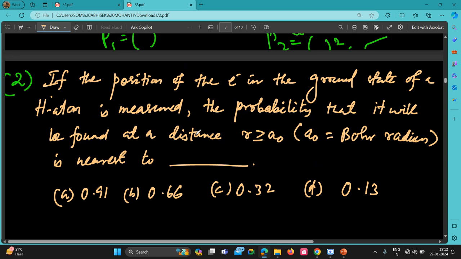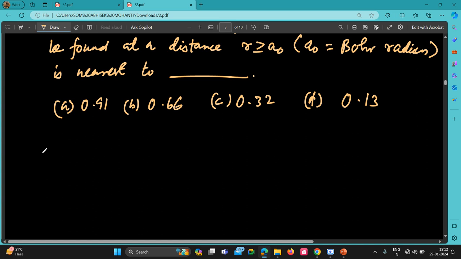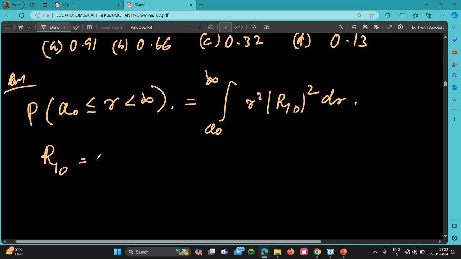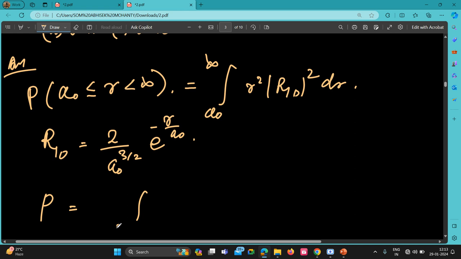So how to solve it? The ground state of a hydrogen atom is measured. So the probability to get it, what should it be? It is the integral from a naught to infinity of r square times the ground state R10 square dr. R10 is 2 by a naught to the power 3 by 2 into e to the power minus r by a naught. This is the ground state, so we just put it there. So the probability is equal to the integral from a naught to infinity of r square, 4 by a naught cube, e to the power minus 2r by a naught dr.